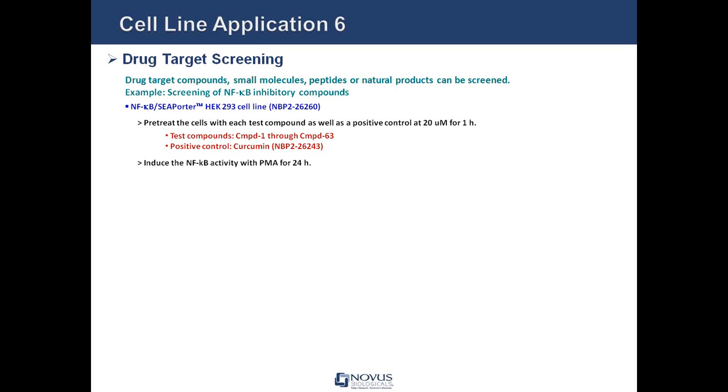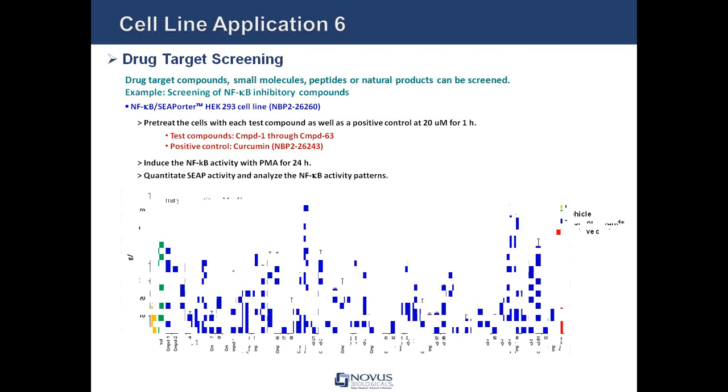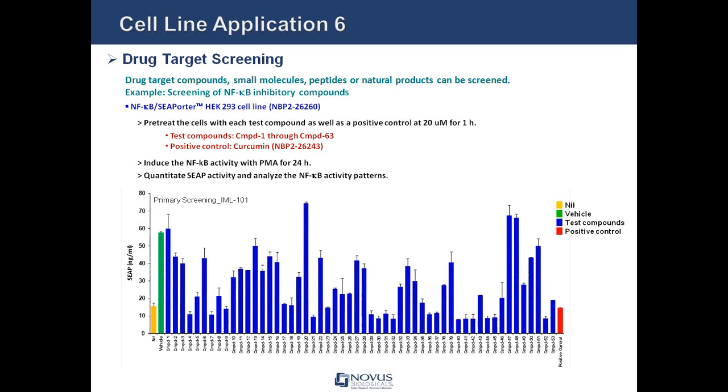NF-kappa B activity was induced by PMA for 24 hours for the analysis. For the primary screening of those 63 compounds, you can set up a threshold range based on the positive control. In this case, we used curcumin as the positive control. Based on these threshold levels, you can select several potent compounds, do a secondary screening, and also do IC50 evaluation as well.